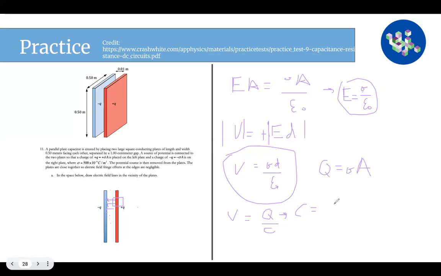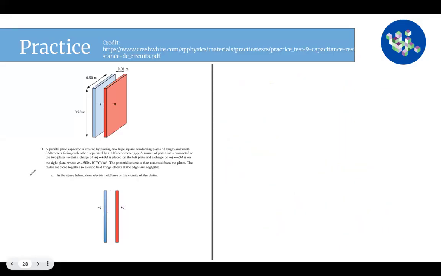So the capacitance would be equal to sigma A over sigma D over epsilon zero. So we're getting C equals epsilon zero A divided by the distance between the plates. Yeah, that's our formula for capacitance. Right, let's move on.